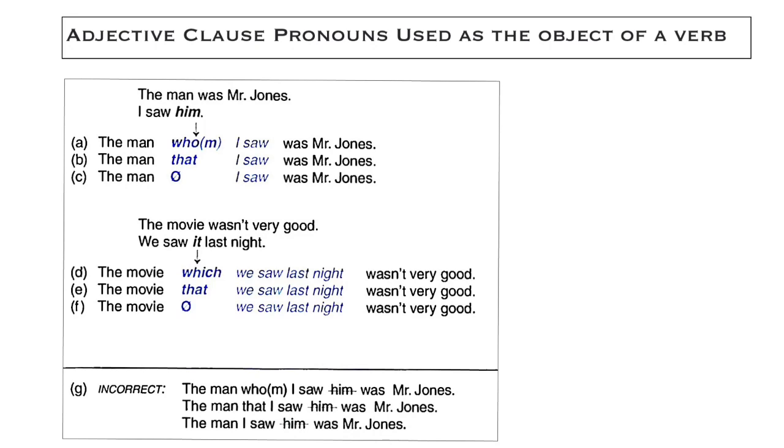The next point is adjective clause pronouns used as the object of a verb. In A, who is usually used instead of whom, especially in speaking. Whom is generally used only in very formal English. In C and F, an object pronoun is often omitted from an adjective clause. A subject pronoun, however, may not be omitted. In adjective clause pronouns used as the object of a verb, who or whom is used for people, while which is used for things. That is used for both people and things.